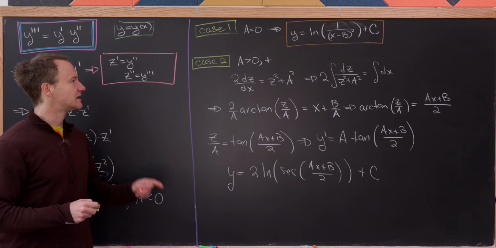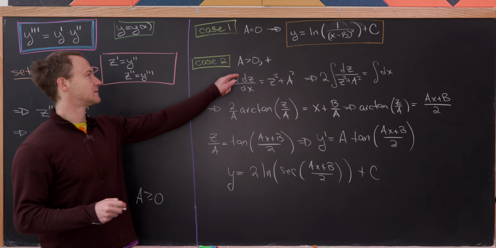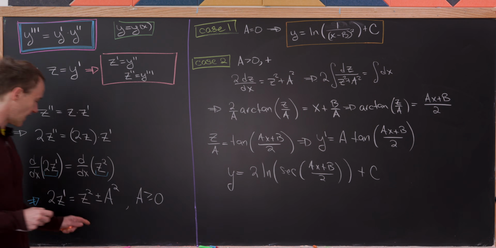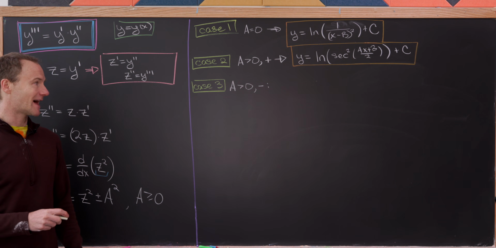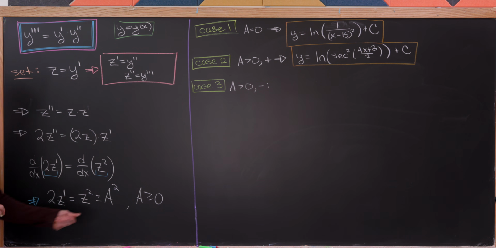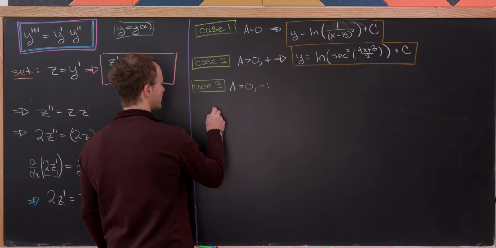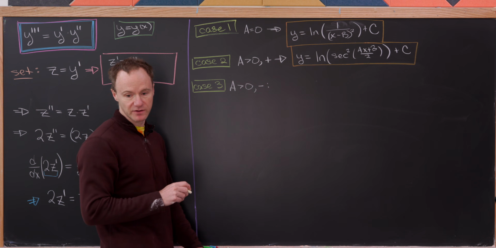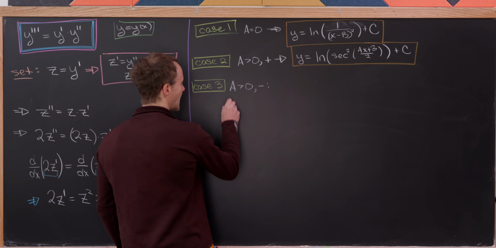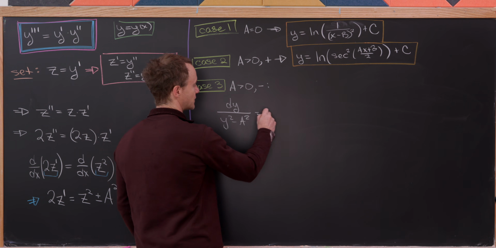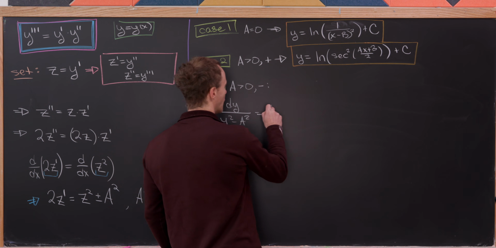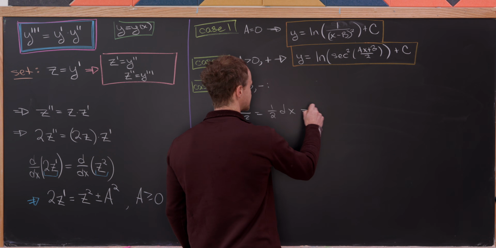Okay, so anyway, let's move on to the last case, which is when a is positive and we have a minus sign here. So now we're finishing it off with our last case, which is when a is positive and we have a minus sign here. So let's just jump right away to our variables being separated, and we'll have dy over y squared minus a squared is equal to 1/2 dx.